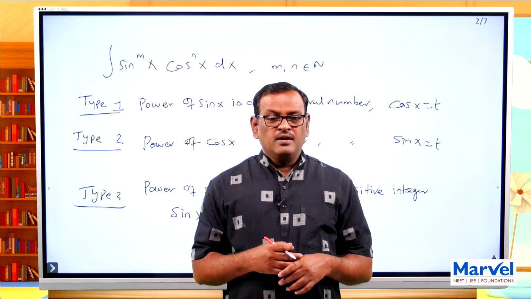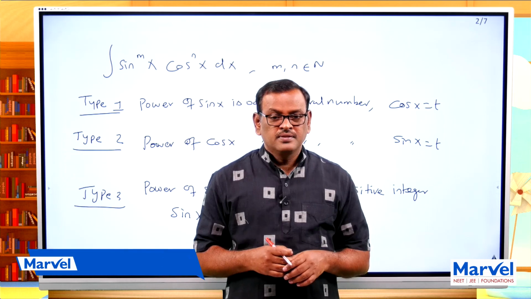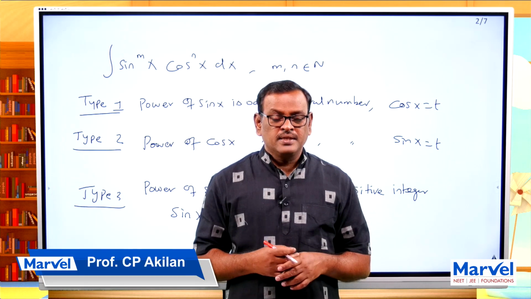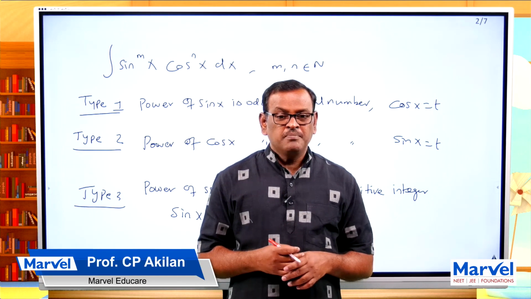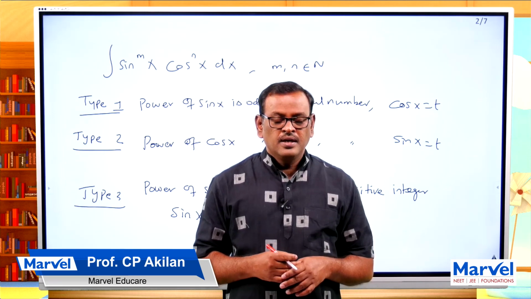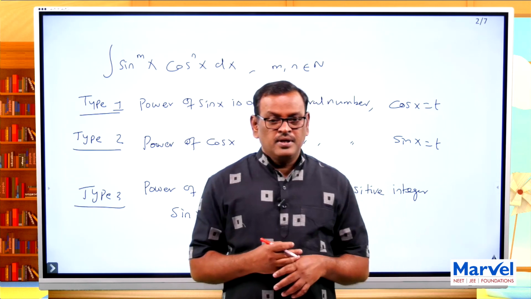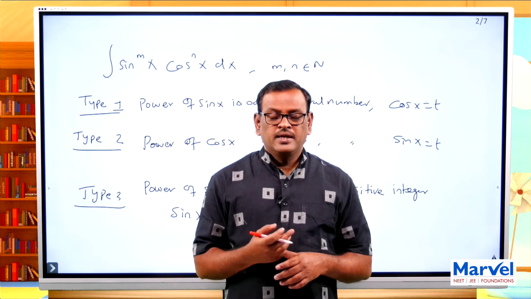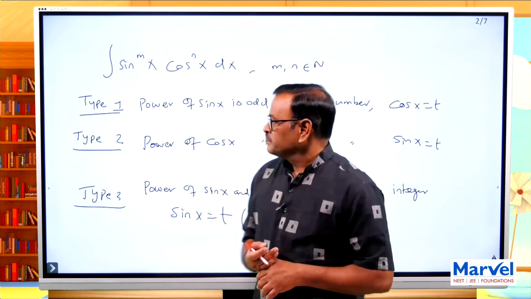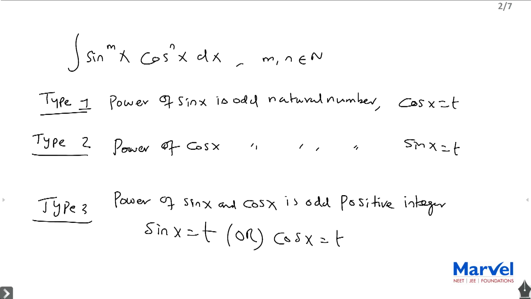Now I will explain the concept of the product of sin power m x and cos power n x, where m and n are natural numbers, that is, positive integers. This is one of the very important types in the integral of trigonometric functions. Integral of sin power m x into cos power n x dx, where m and n are natural numbers.